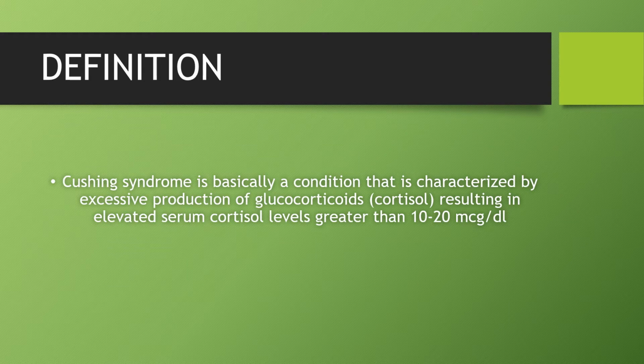Definition: Cushing syndrome. Cushing syndrome is a condition characterized by excessive production of glucocorticoids, namely cortisol, because cortisol in human beings is the major glucocorticoid, resulting in elevated serum cortisol levels greater than 10 to 20 micrograms per deciliter. So whenever the cortisol levels rise within the serum beyond 20 micrograms per deciliter, it would result in Cushing syndrome.